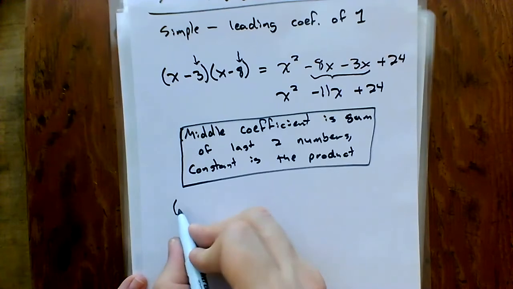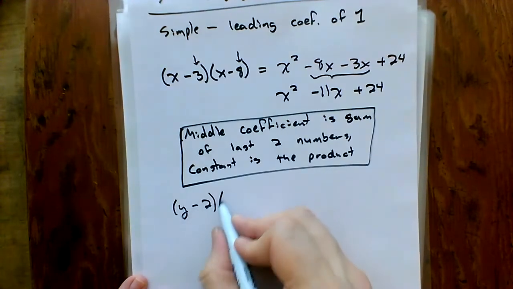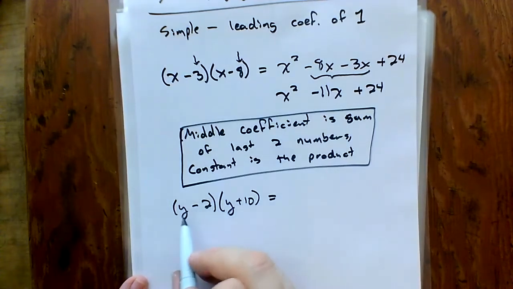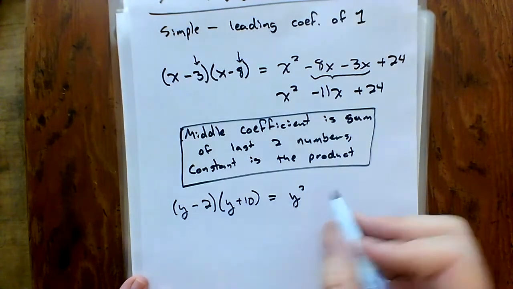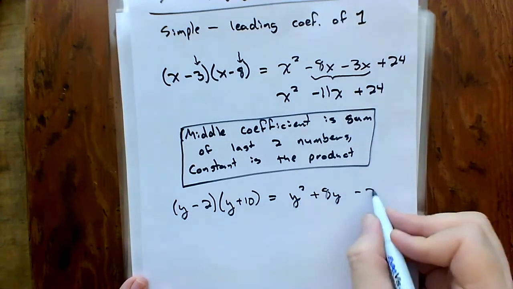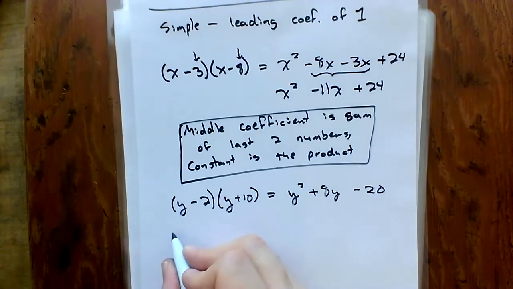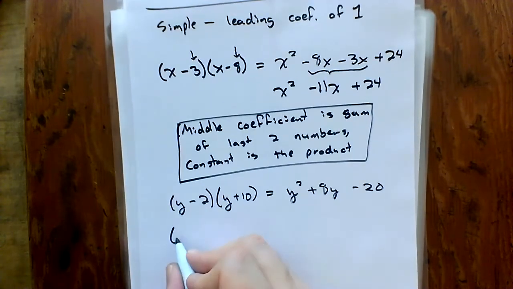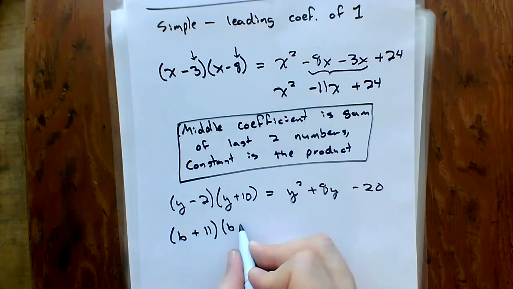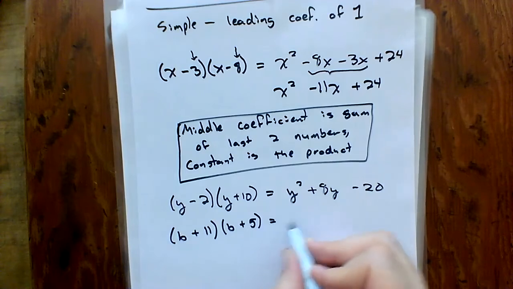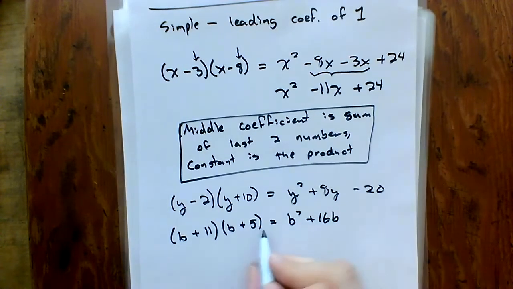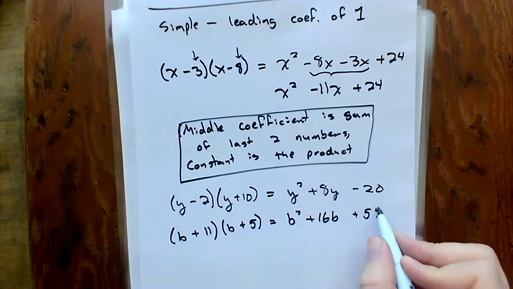Say I've got something like y minus 2 and y plus 10. Okay. Rather than do this full FOIL and say, okay, y squared plus 10 minus 2, I could just say, add those together. That's going to be plus 8y minus 20. Now let's do it again. Let's say I've got b plus 11 and b plus 5. Okay. B squared, sum of those two is going to be 16b. Product of those two is 55.